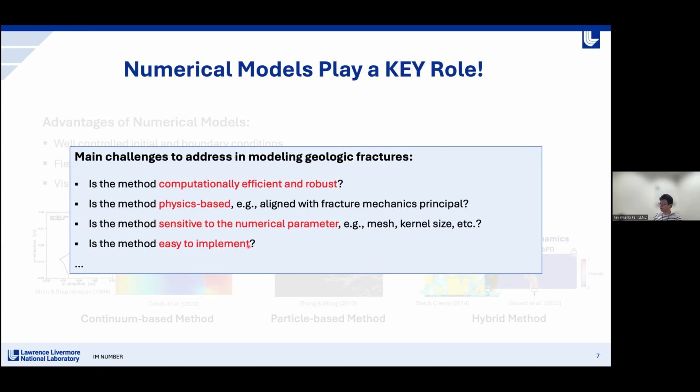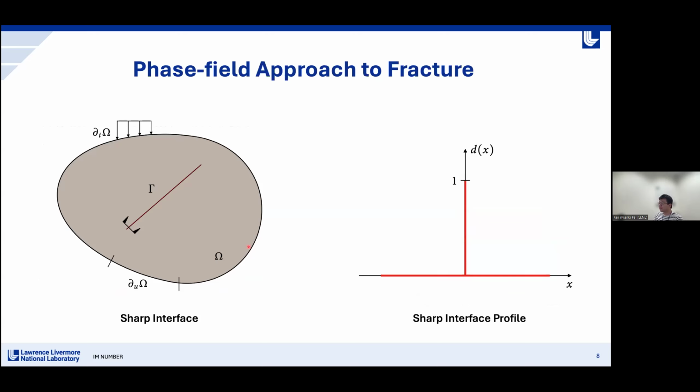So with all of those questions in mind, let me move to this slide to introduce the potential candidate for modeling geological fractures, which is the phase field method, which I have been working on for the last 5 years since my PhD. Let me briefly describe this phase field method first.